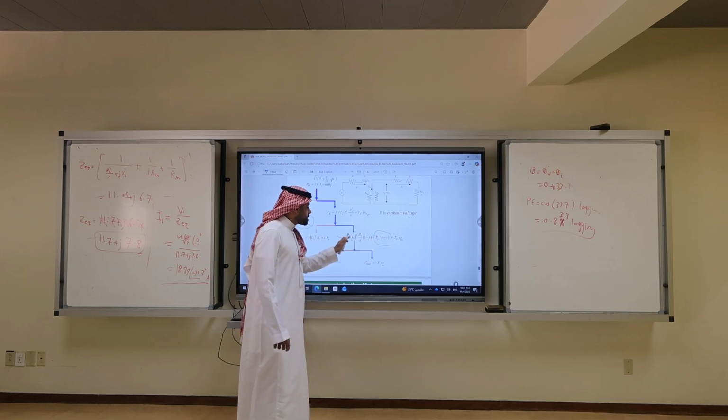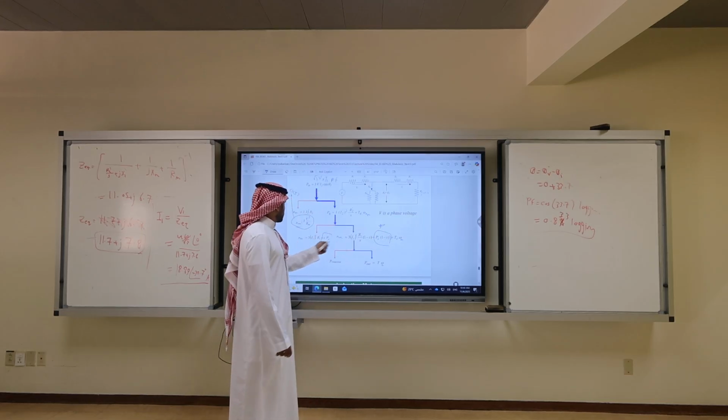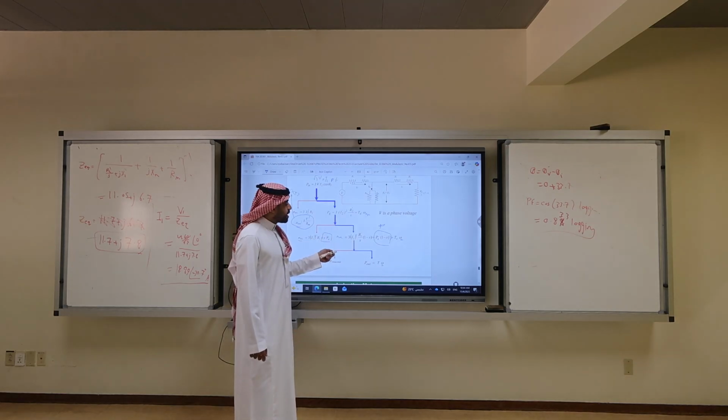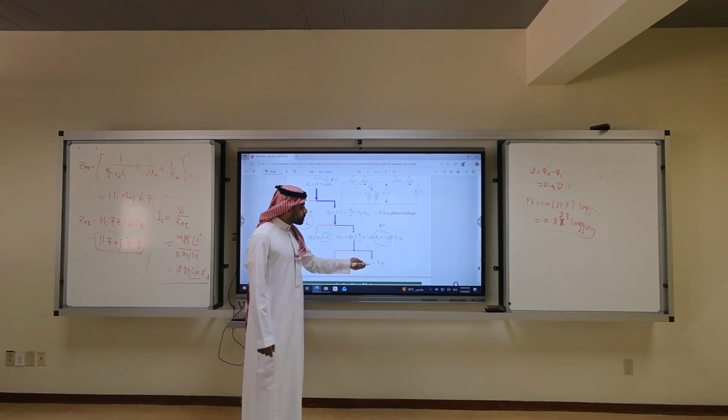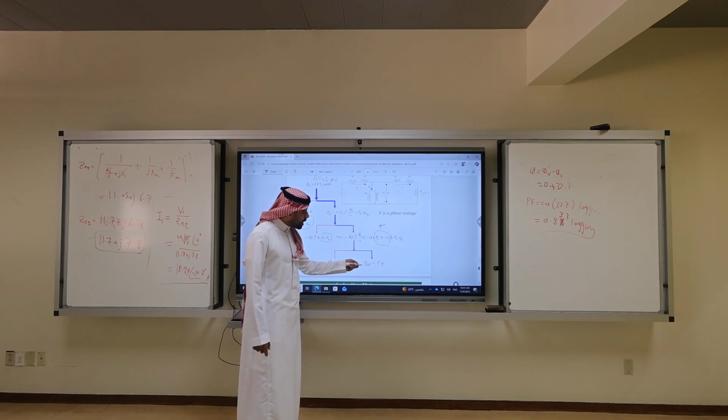Don't use this. Use this, and use this. RCL, the rotor copper loss, is S times PG. Then the last thing, the rotational loss, is usually given in the problem. The output power is torque times omega, so you usually get the power output.